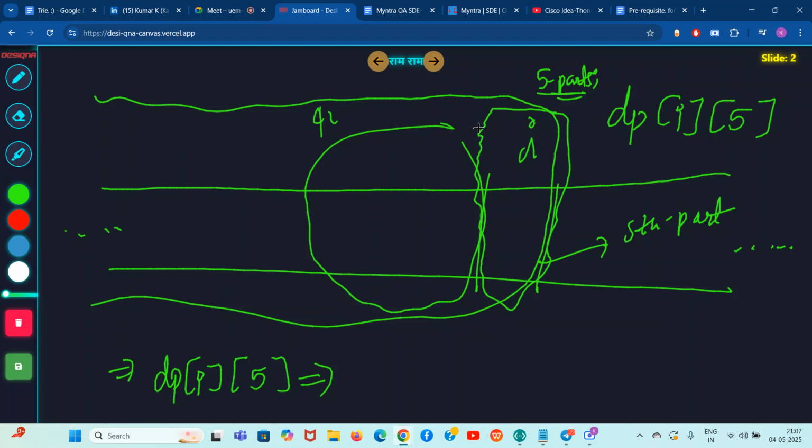So let me try to use the eraser. So listen to me. This is the ith element. This is the i minus 1 element.